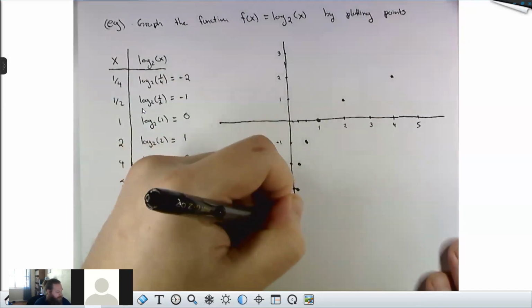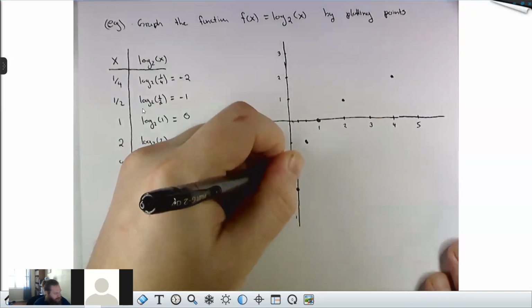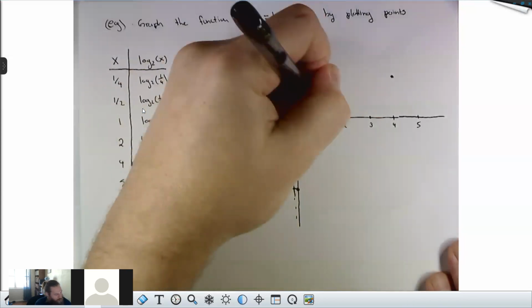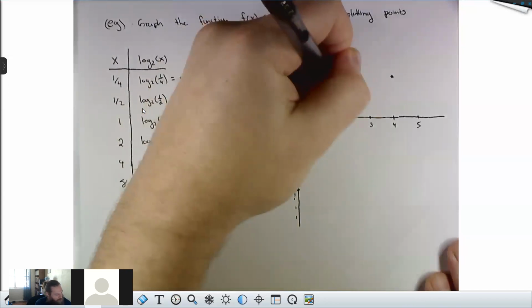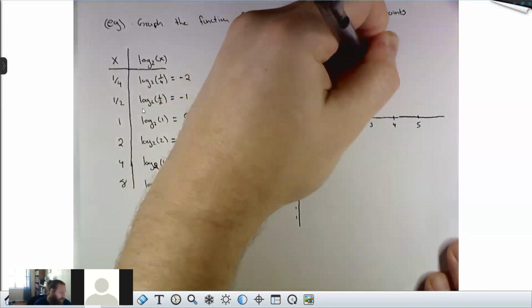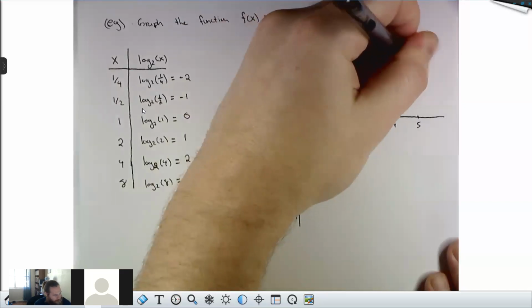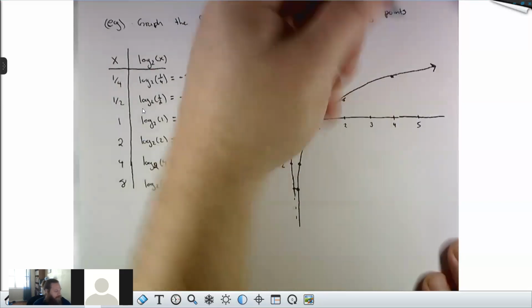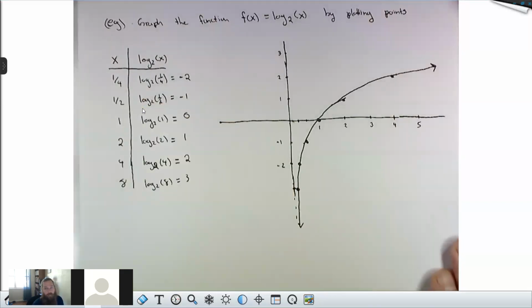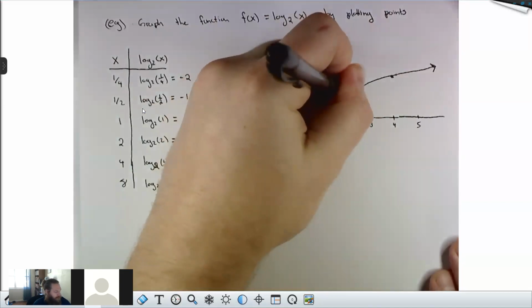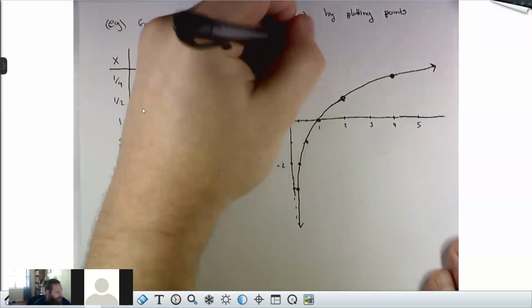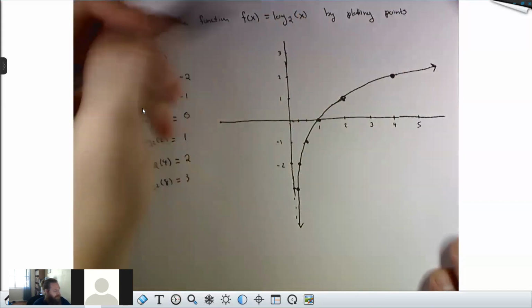So what's going on is we have a vertical asymptote here at 0. And then we grow as we go off to the right. And that growth is quite slow. Looking something like this. This is the graph of the base 2 logarithm of x. This is the graph of this function.